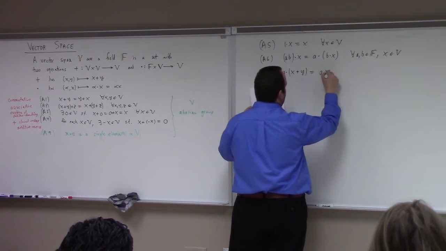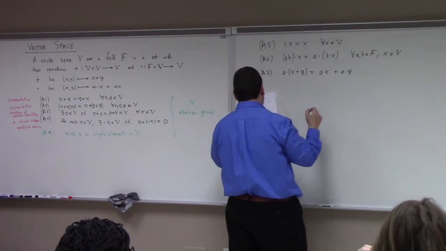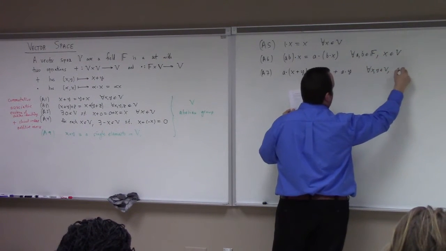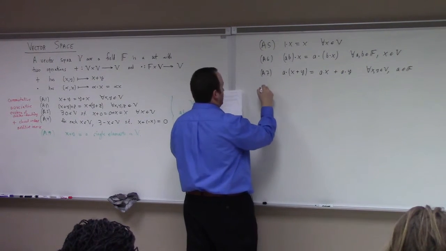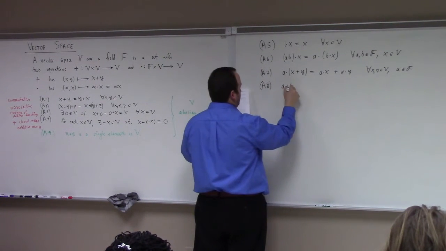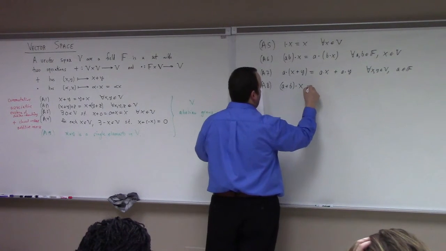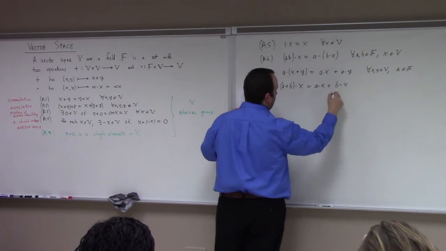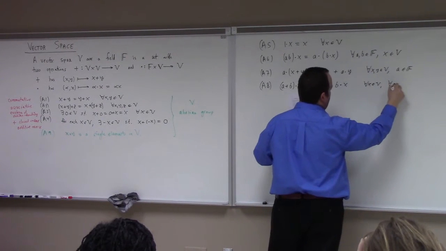See here, A times x plus A times y, which is offensive to me. All right, let's see here. So this is for all x and y in the vector space and A in the field. Axiom 8: A plus B scalar multiplied by x is equal to the scalar multiple of x by A plus the scalar multiple of x by B. And that is for all x in V and for all A and B in F.